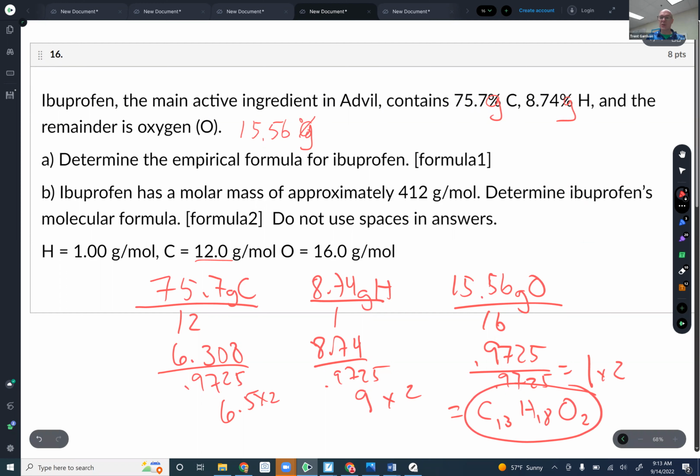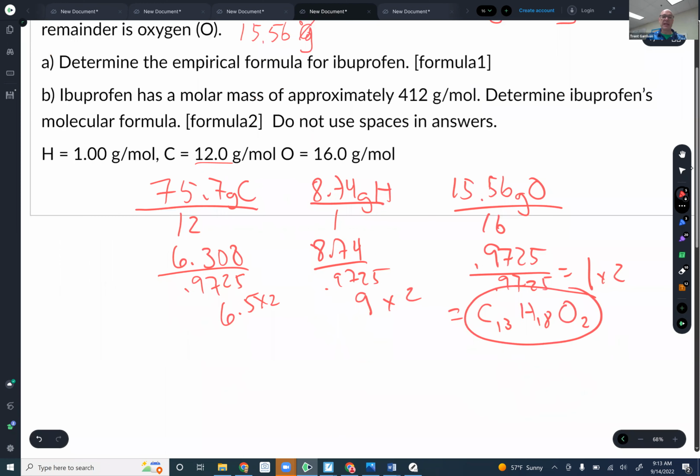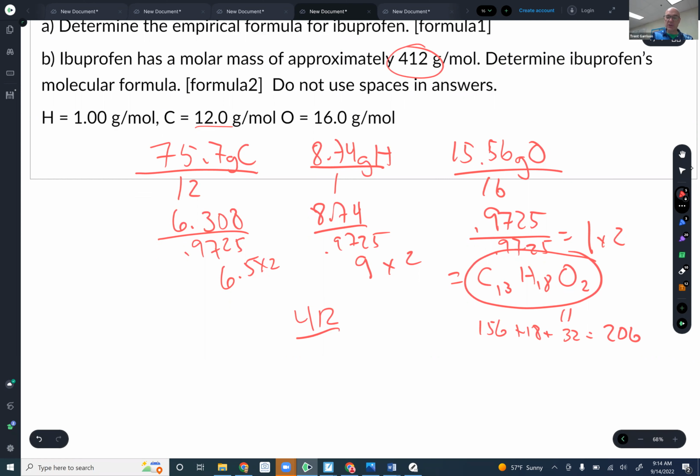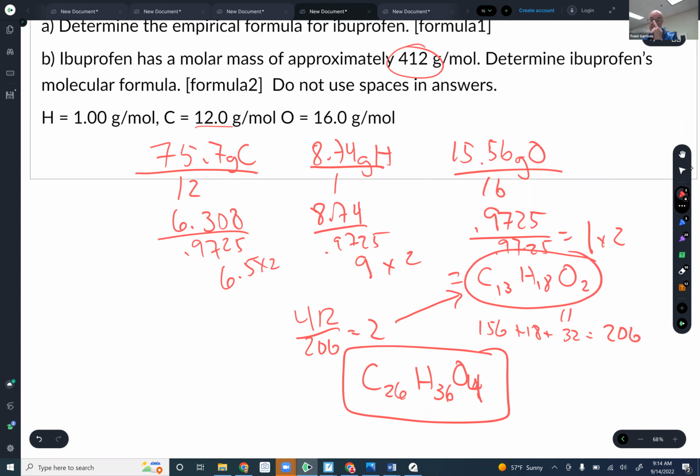Part 2 says that's just the empirical formula. Now we have to turn this into a molecular formula, so we have to add up this weight. 13 times 12 is 156 for the carbons, plus 18 for the hydrogens, plus 32 for the oxygen. 156 plus 18 plus 32 is 206. That doesn't weigh 412. 412 divided by 206 is 2, meaning we need to double this formula. That is our molecular formula.